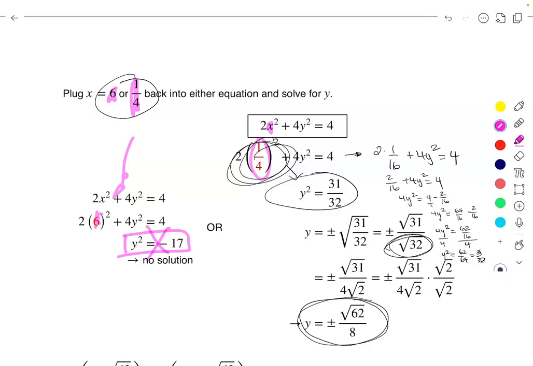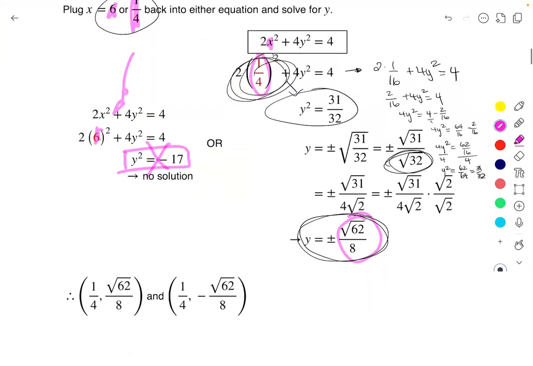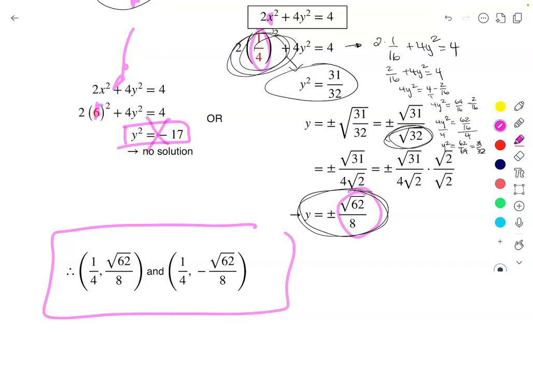So ultimately, I have two ordered pairs. I have 1/4 and positive root 62 over 8, and 1/4 and negative root 62 over 8. So those are my answers.